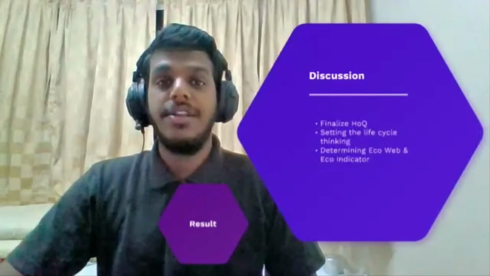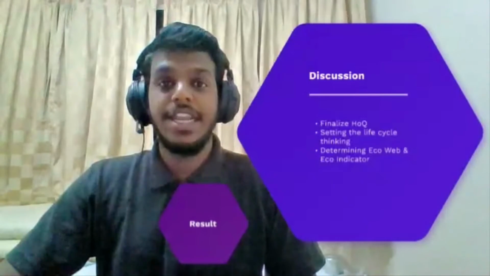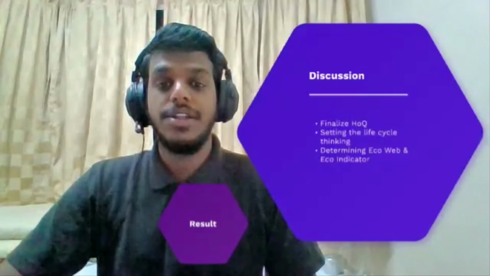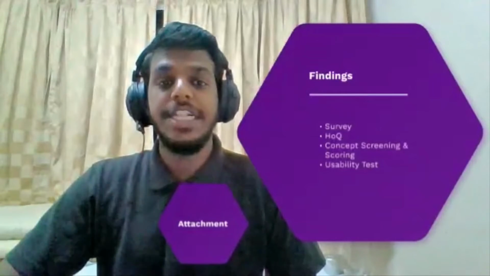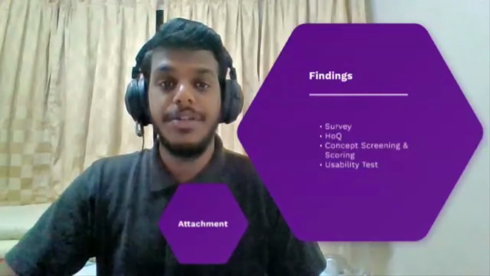In discussion, we are finalizing the HOQ, setting the life cycle thinking, and also determining the eco web and eco indicator. As for the results, we have obtained them through 4 different methods, which are the survey, HOQ, concept screening and scoring method, and also usability testing.